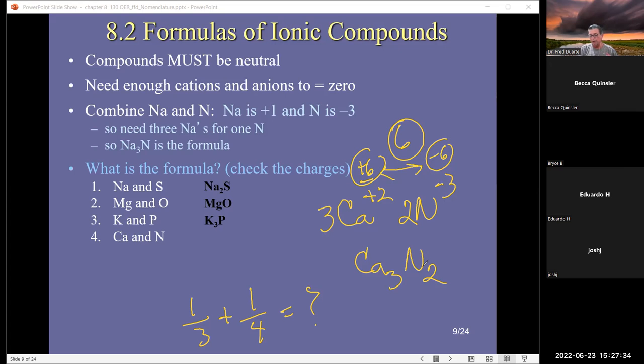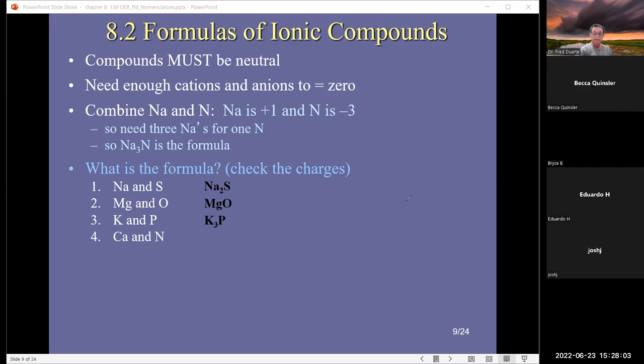Something else to note to help you out as a guide. Notice that the charge of the cation becomes the subscript of the anion. Notice the charge, the absolute value of the charge of the anion becomes a subscript of the cation, okay? And so when I get dissimilar charges, I want to get enough of each so I have a common number so I can cancel out the total charge, okay? Common number. So that is the formula for calcium nitride.